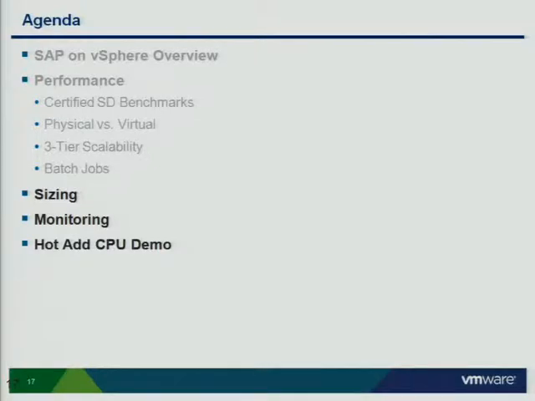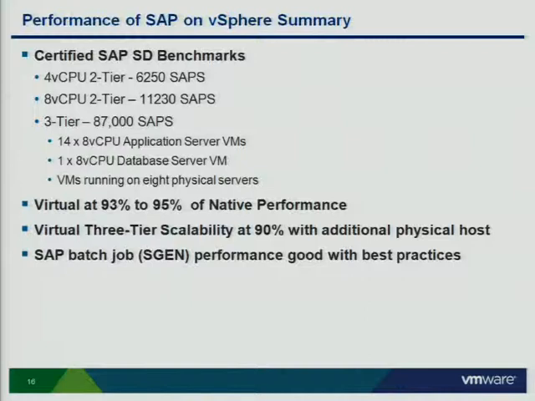So I'm just going to go back one slide. In Todd's summary, he's covered two metrics at the top, those 6250 and 11230. That's the SAPs rating of the VM as performed in a benchmark, and you can use those SAPs ratings for sizing. And what is a SAP?